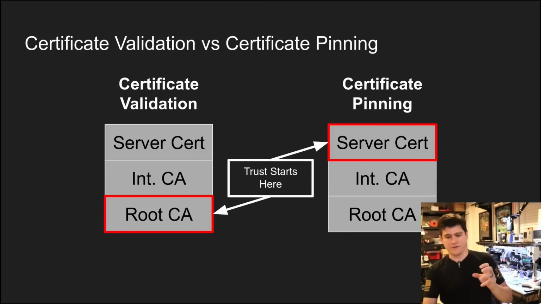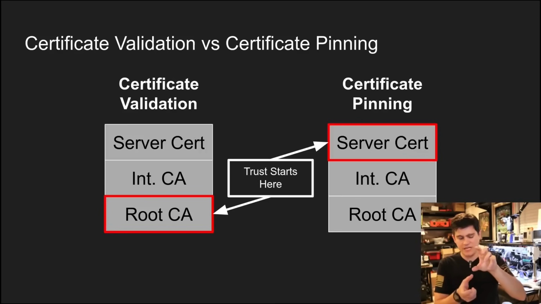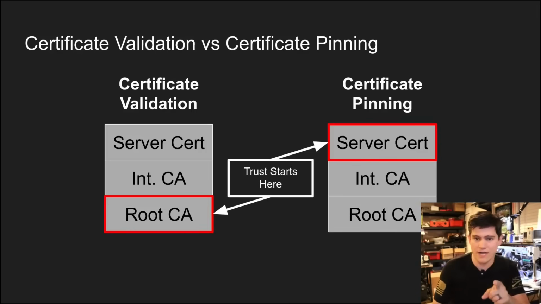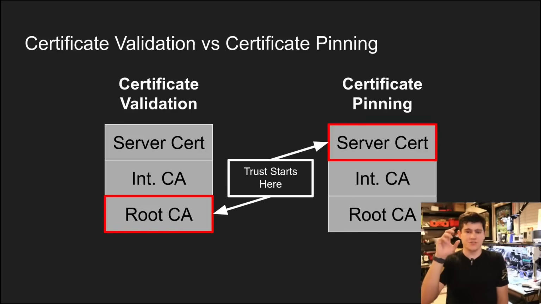And the server will give all of those. It'll usually give the server and the intermediate, or maybe just the server, and say, hey, here are the certificates. Here's who I am. Here's my proof that I am who I say that I am. And then in certificate validation, the system is going to say, oh, you gave me the server certificate. Is this signed by an intermediate CA that I trust, or one that you sent me? And then it will say, well, are those signed by the root CA that I trust? The trust in certificate validation starts at the root CA.